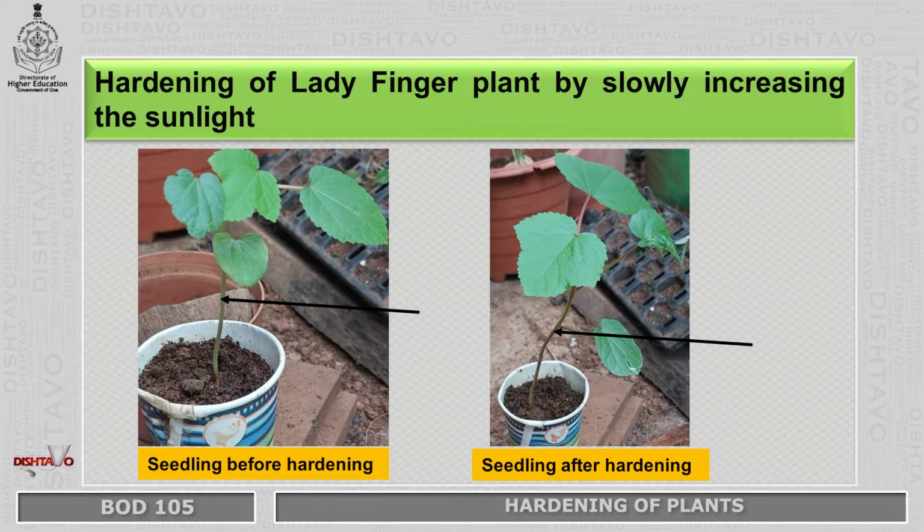Hardening of ladyfinger plant by slowly increasing the sunlight, you can see in this picture. In the first picture, you can see the seedling before hardening wherein the stem is still green in color. In the second picture, you can see the seedling after hardening wherein the stem has changed the color from green to brown.